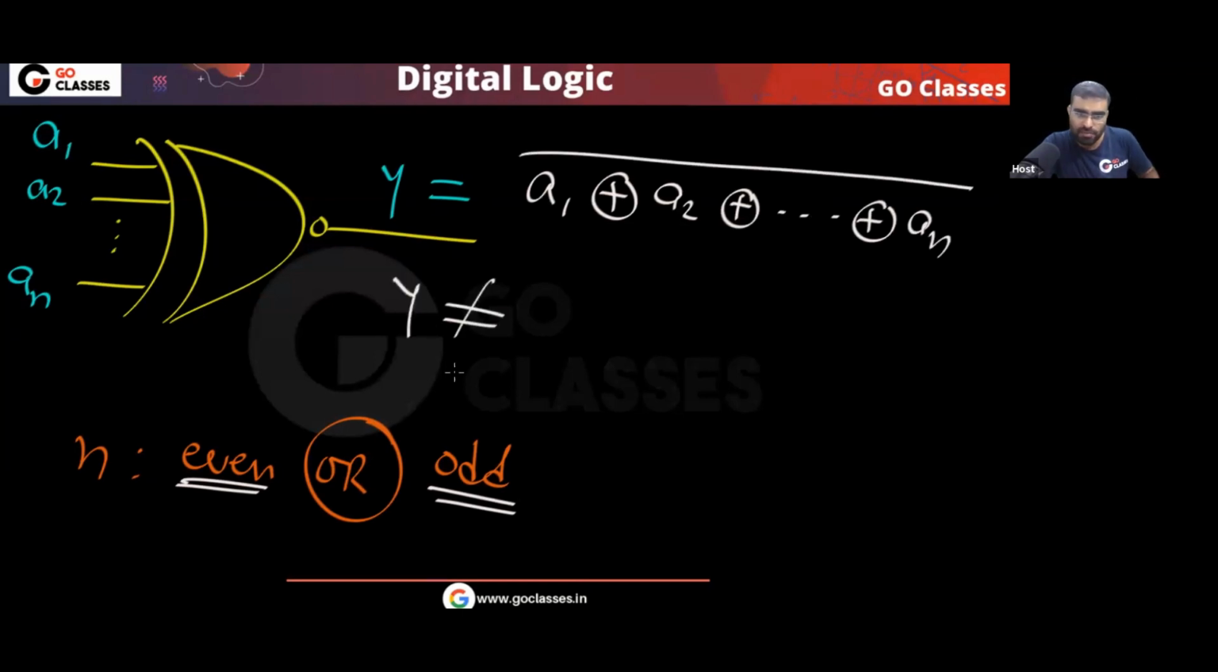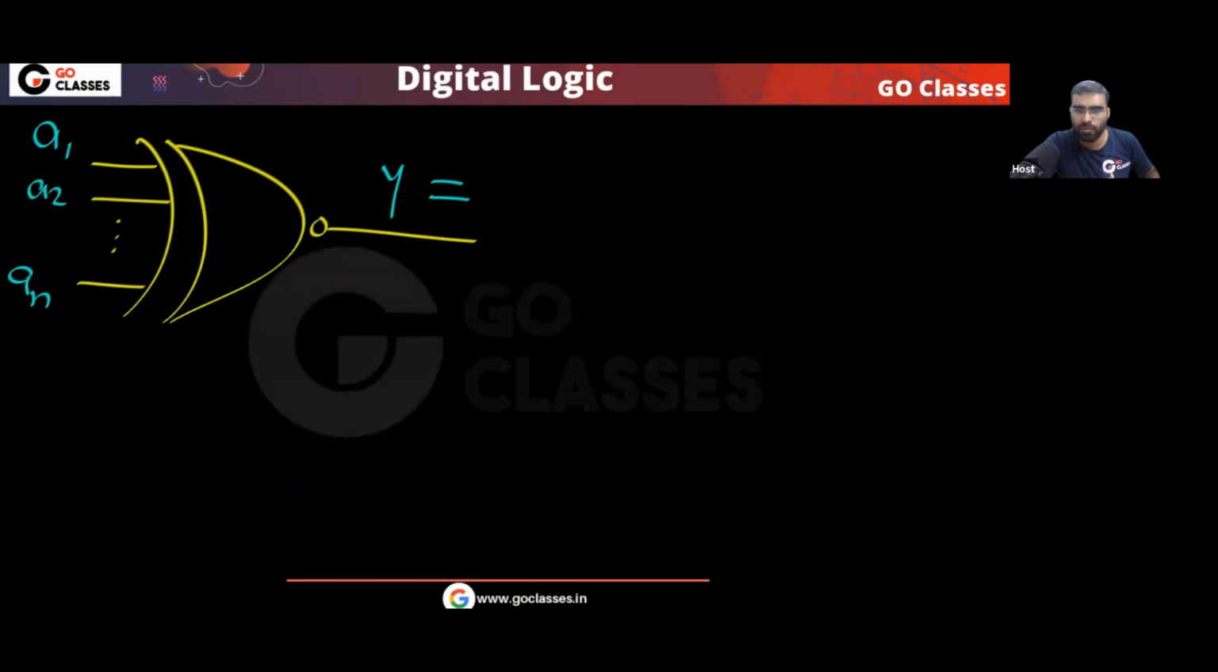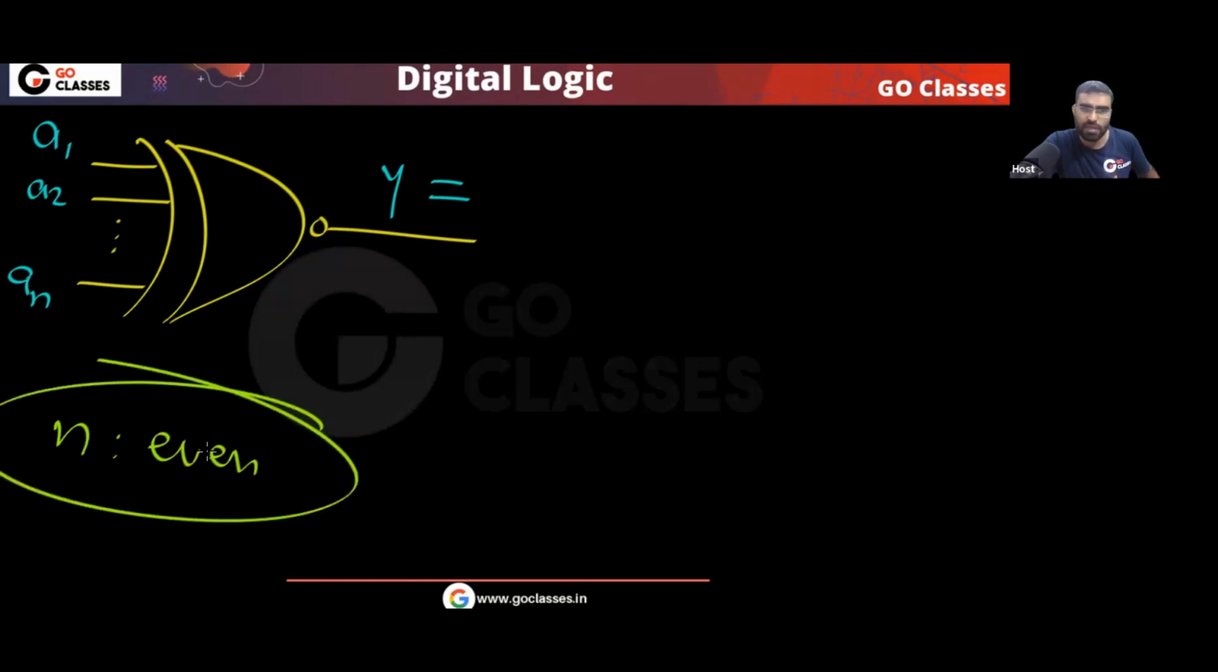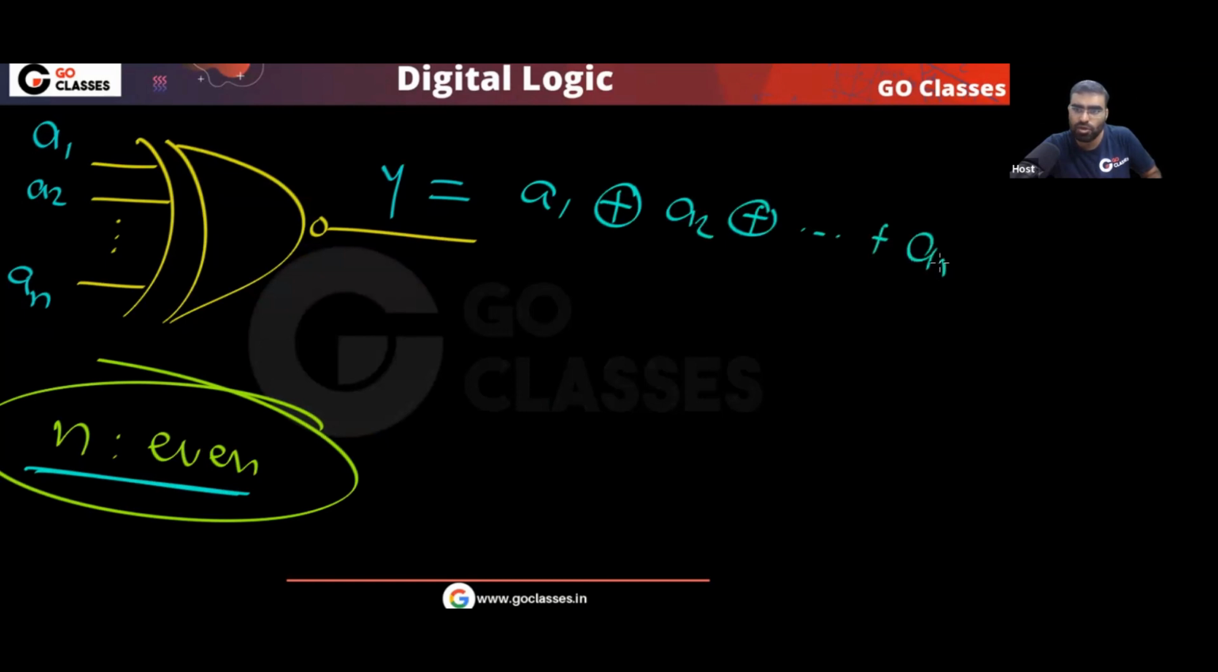Do not write like this. Is this clear? Please tell me. It is a simple point. But if n is even, see, this is correct. You can always write like this. This will never be wrong. This is always correct.